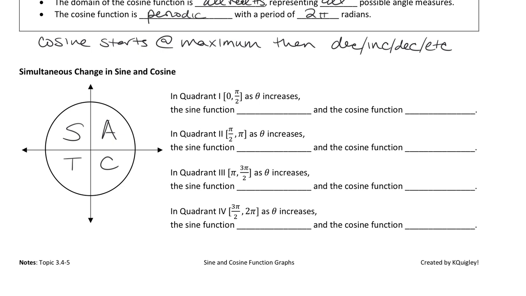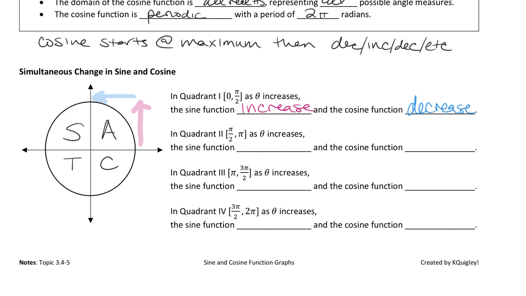So in quadrant 1, which is between 0 and pi over 2, as theta increases, the sine function will what? Is our vertical displacement going to increase or decrease? Increase. So sine function will increase. But what will happen with the cosine function? Decrease, because we started all the way out here with horizontal displacement and we're getting closer and closer in to that y-axis. So my cosine function is going to decrease. While they're increasing and decreasing, they're both positive.